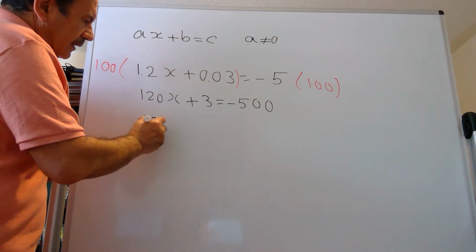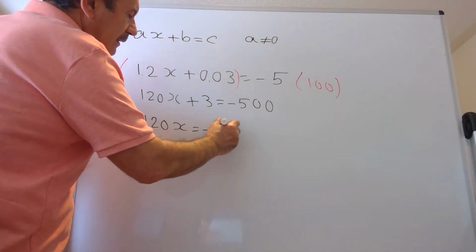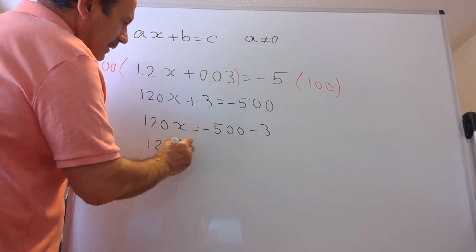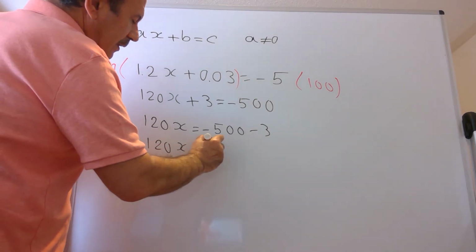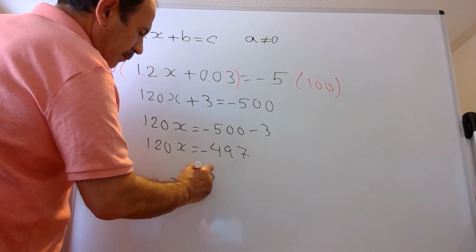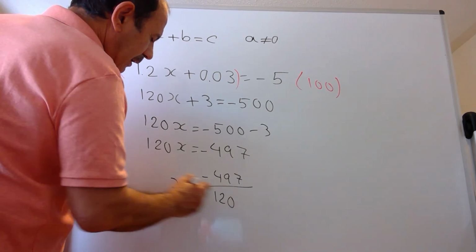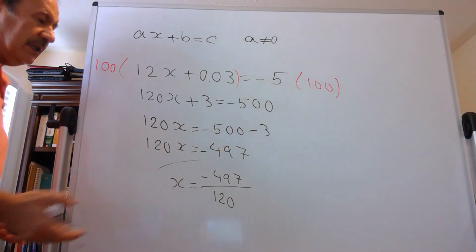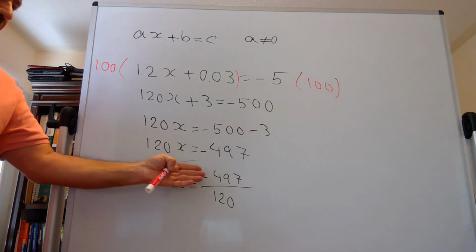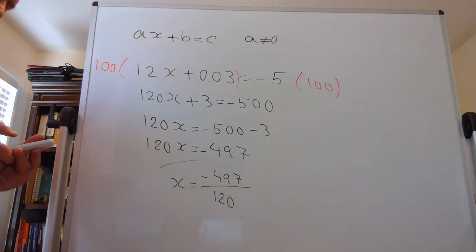Keep 120x here, equal to negative 500 minus 3. 120x is equal to negative 497, and x is equal to negative 497 over 120. If it's possible to reduce it, we can reduce it. If the question is looking for a decimal number, just divide 497 by 120.